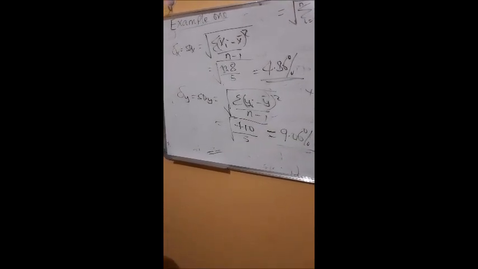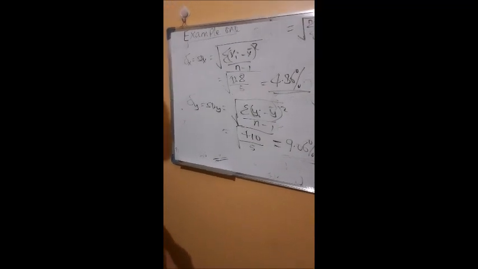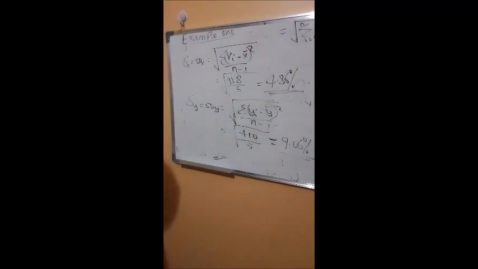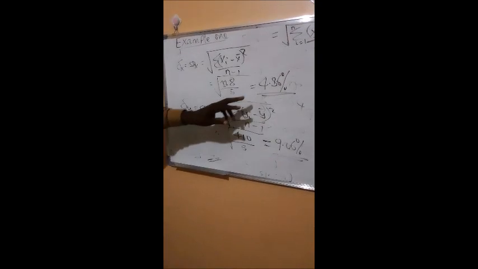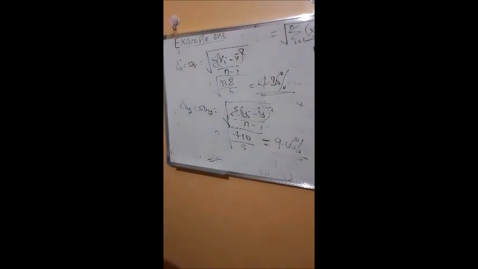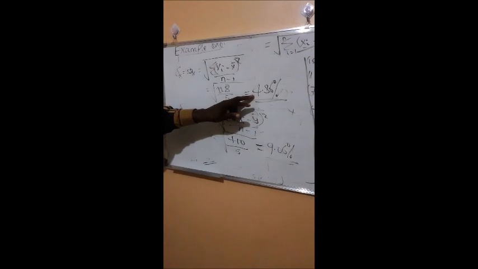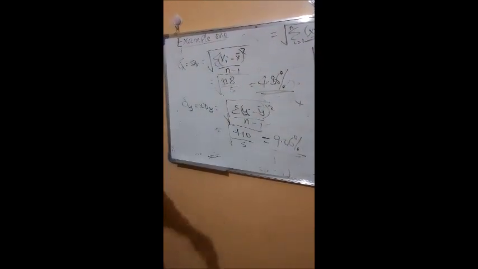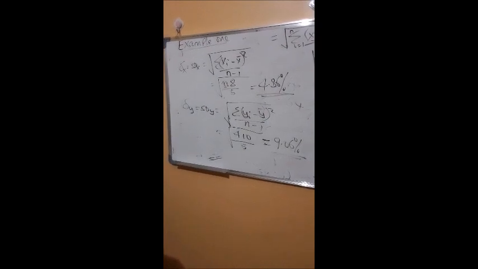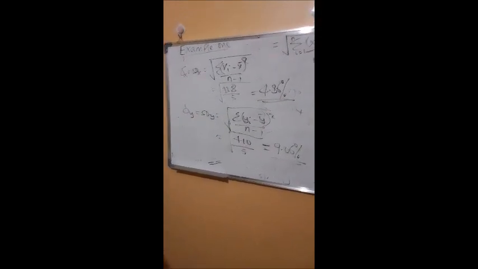So from our example, we've seen how we can calculate the expected return and total risk. The expected return for share X is 7 and the expected return for market Y is 9. And the standard deviation, which is a measure of total risk, is 4.86 and that of Y is 9.06.